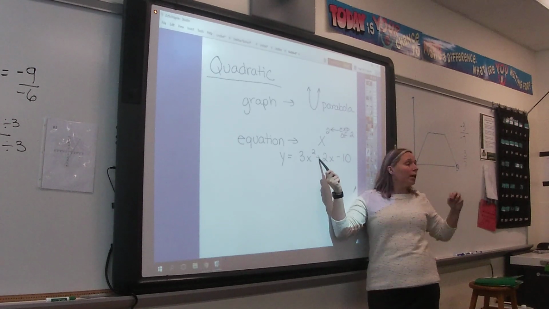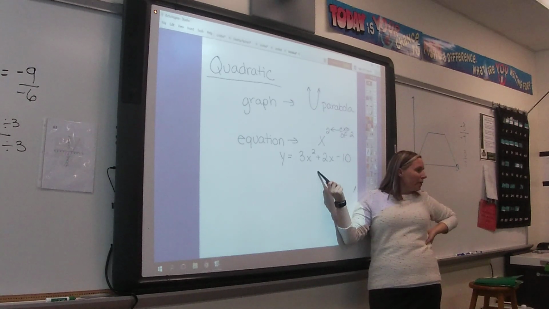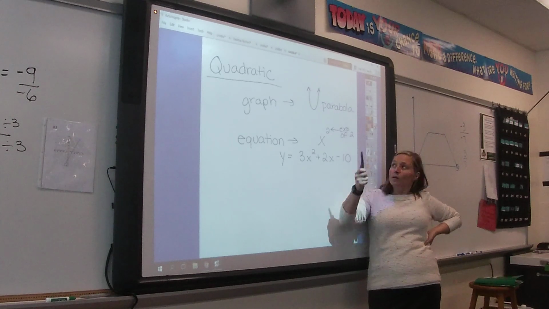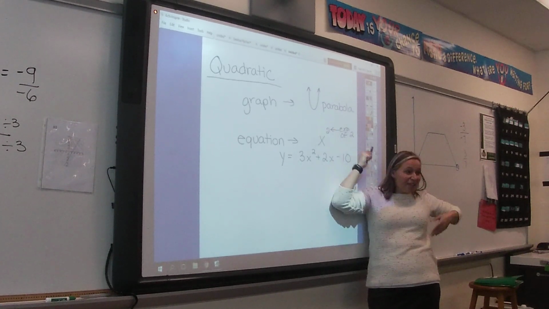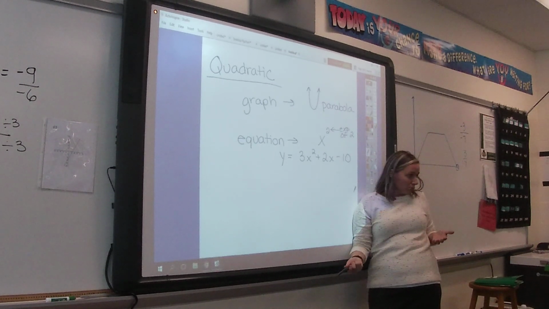Which means when we make our table and graph this, right, negative b over 2a, what should it look like? A parabola. If it doesn't look like a parabola, you did something wrong.